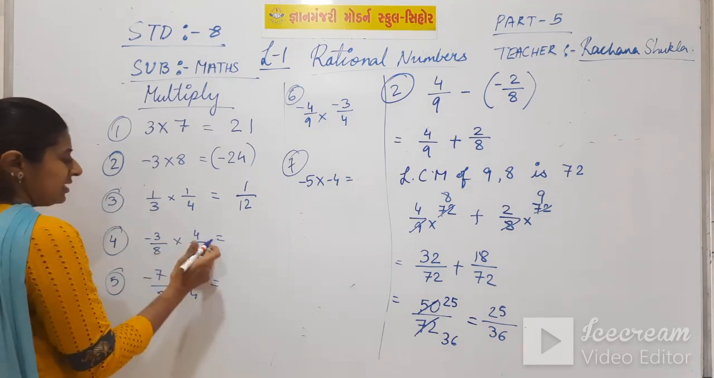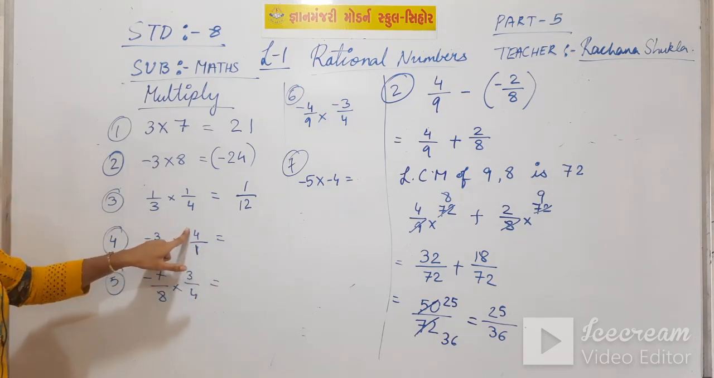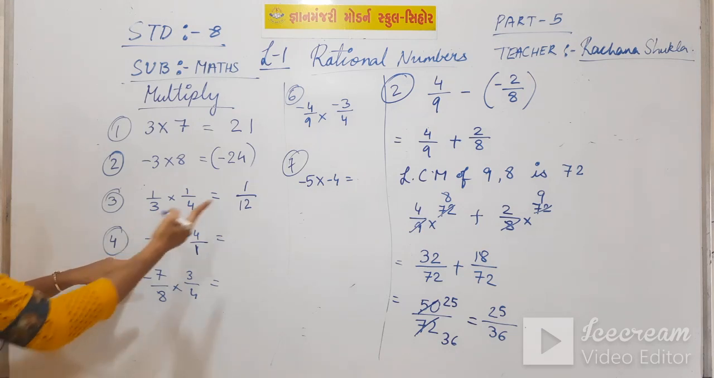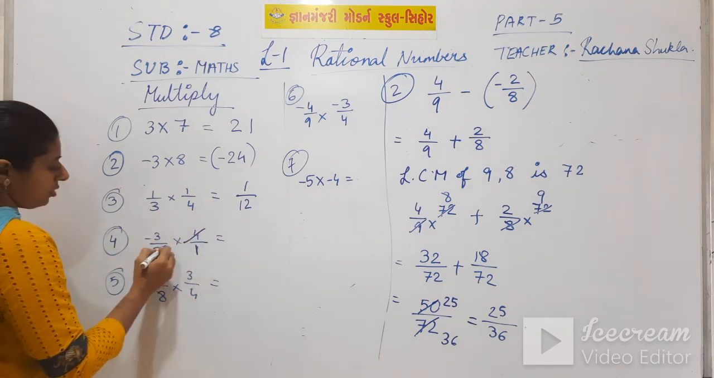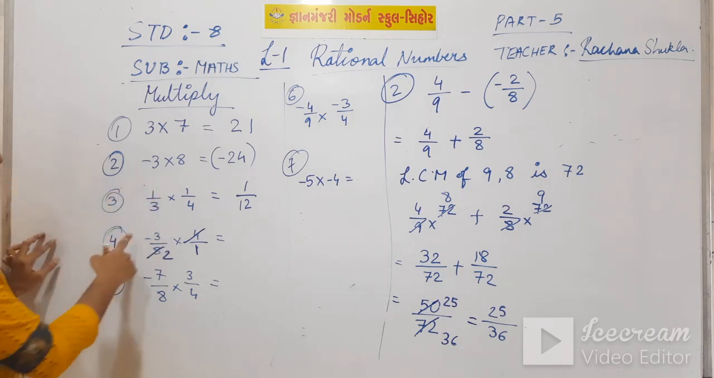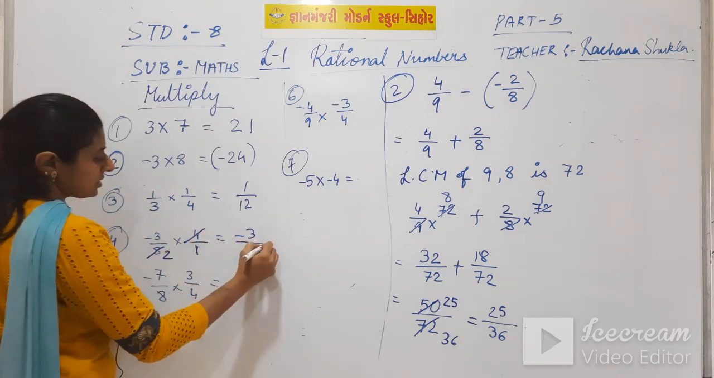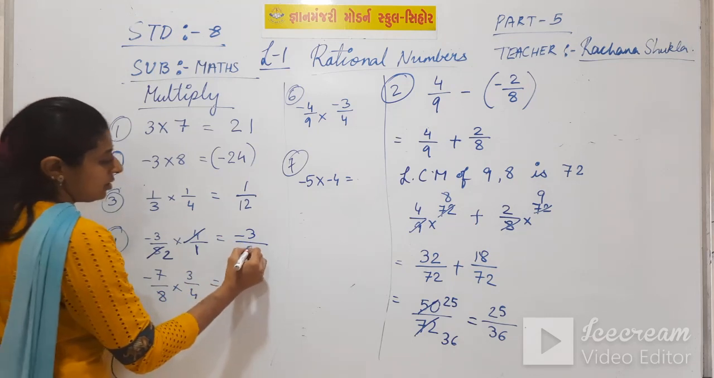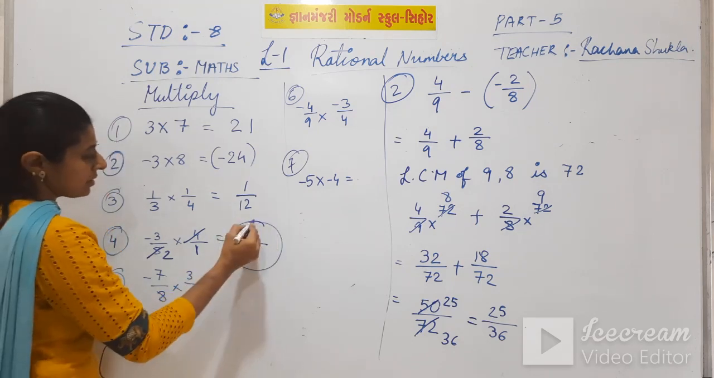Now you can see that this is 4. Here it is 8. You can directly cut 4 2s are. Now what is left here? Minus 3. So minus 3 upon 2 1s are 2. This is your answer.